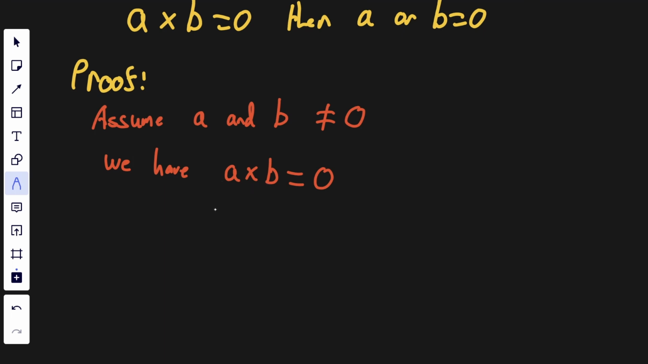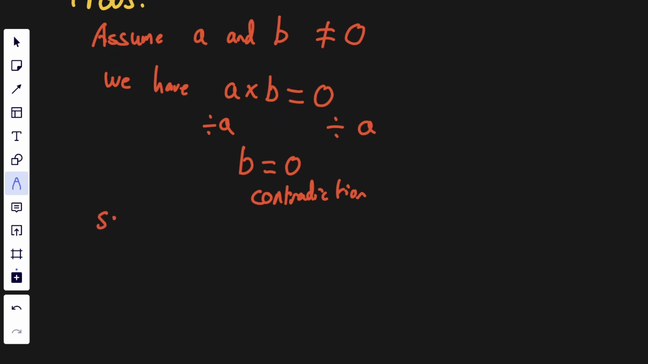So I can divide both sides by a. Previously, if a was 0, we wouldn't be able to divide by it. You can't divide by 0. So this gives us that b equals 0, because the a will cancel. I'm dividing by a, but I've already got a multiplication by a, so the a cancels. That gives us b equals 0. But this is a contradiction. This breaks our assumption. So a and b can't both be non-zero.